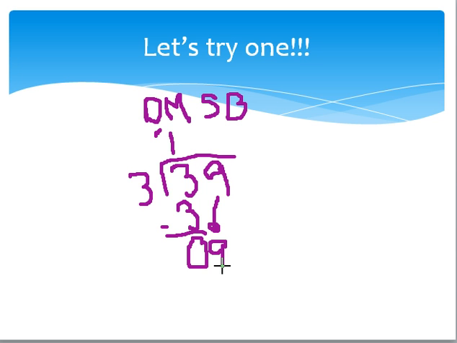Now you have to think, how many times does 3 go into 9 without going over? The answer is 3. Three times 3 equals 9. So you put the 9 down here. And subtract. At this time, you have nothing left to bring down. So you are done. Now you know that 39 divided by 3 equals 13.